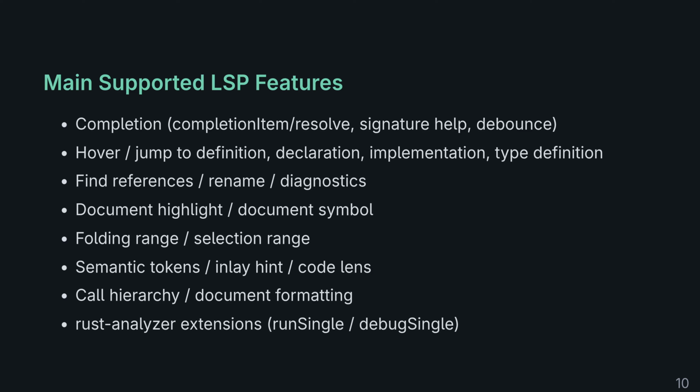The LSP client supports a lot. For example, completion with signature help, hover, find references, rename, all the way up to semantic tokens, call hierarchy, and even rust-analyzer extensions like run single and debug single. These aren't all perfect yet, but the main functions work in daily use. The takeaway isn't any single feature, it's that all of this is lined up side by side in an editor written in Nim.